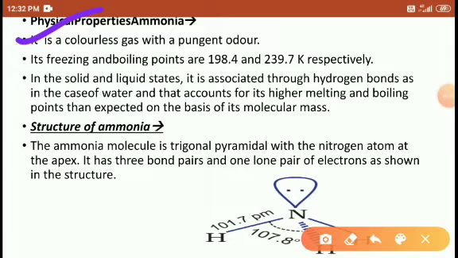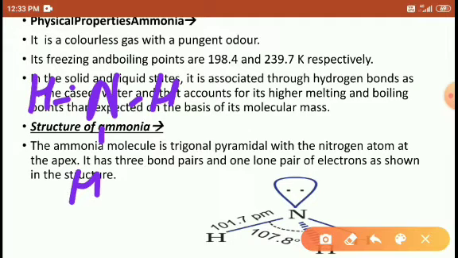Physical properties of ammonia: it is a colorless gas with a pungent odor. The freezing and boiling points are 198.4 and 239.7 Kelvin respectively. In solid and liquid state, it is associated with hydrogen bonds as in the case of water, because here in NH3, nitrogen is more electronegative, so it has the negative charge, and this is positive.